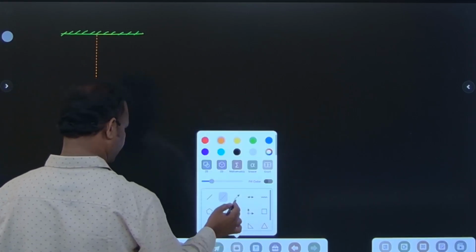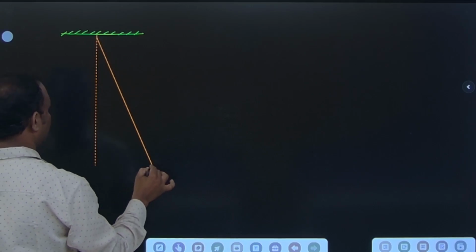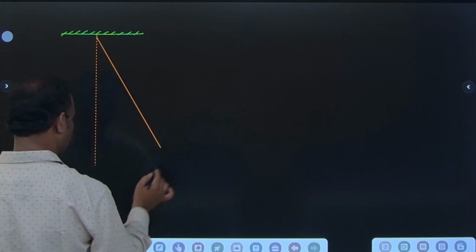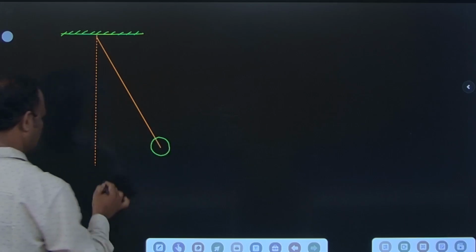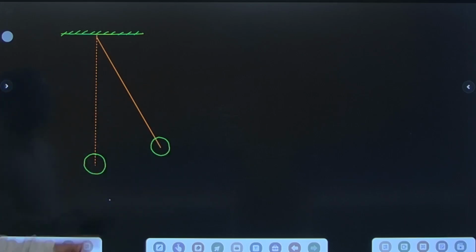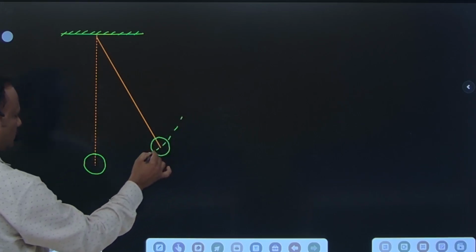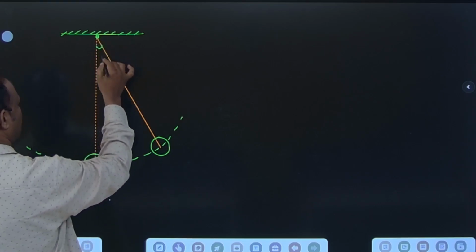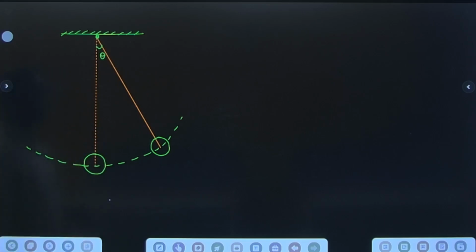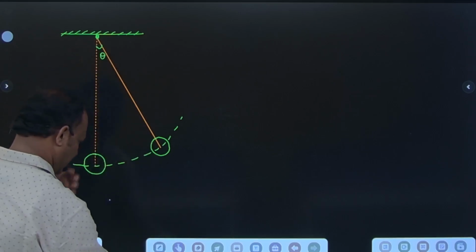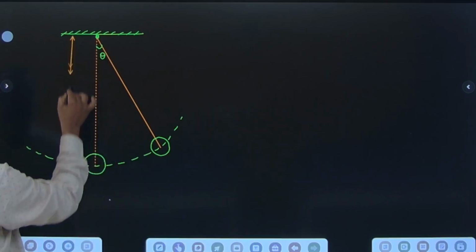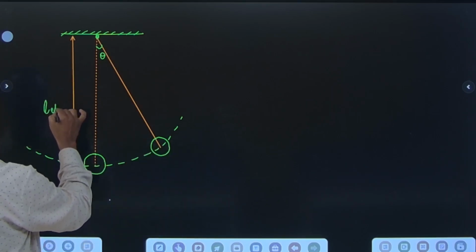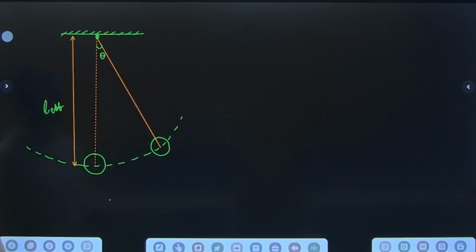And next, a bob is displacing from here to here along this curve. Its position makes an angle theta with the vertical. This we know is the effective length. Effective length is from the center of mass to the support, called L effective.